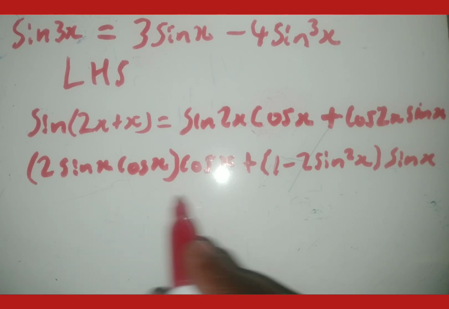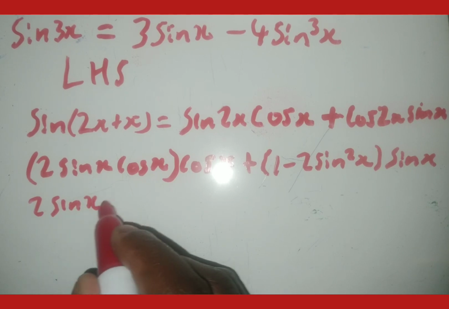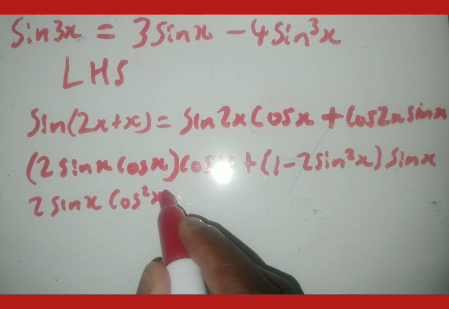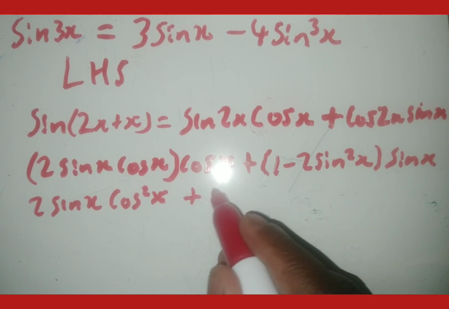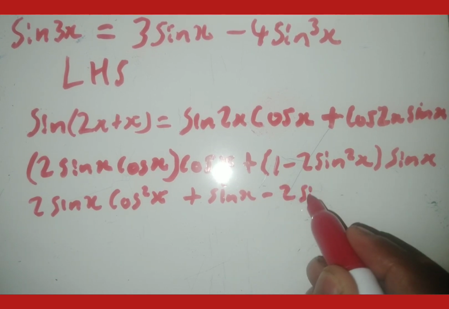Alright, so from here, when we multiply, it's going to become 2 sine x cos squared x. And then this is plus, so now we're going to have to distribute. So then this is going to be sine x minus 2 sine cubed x.